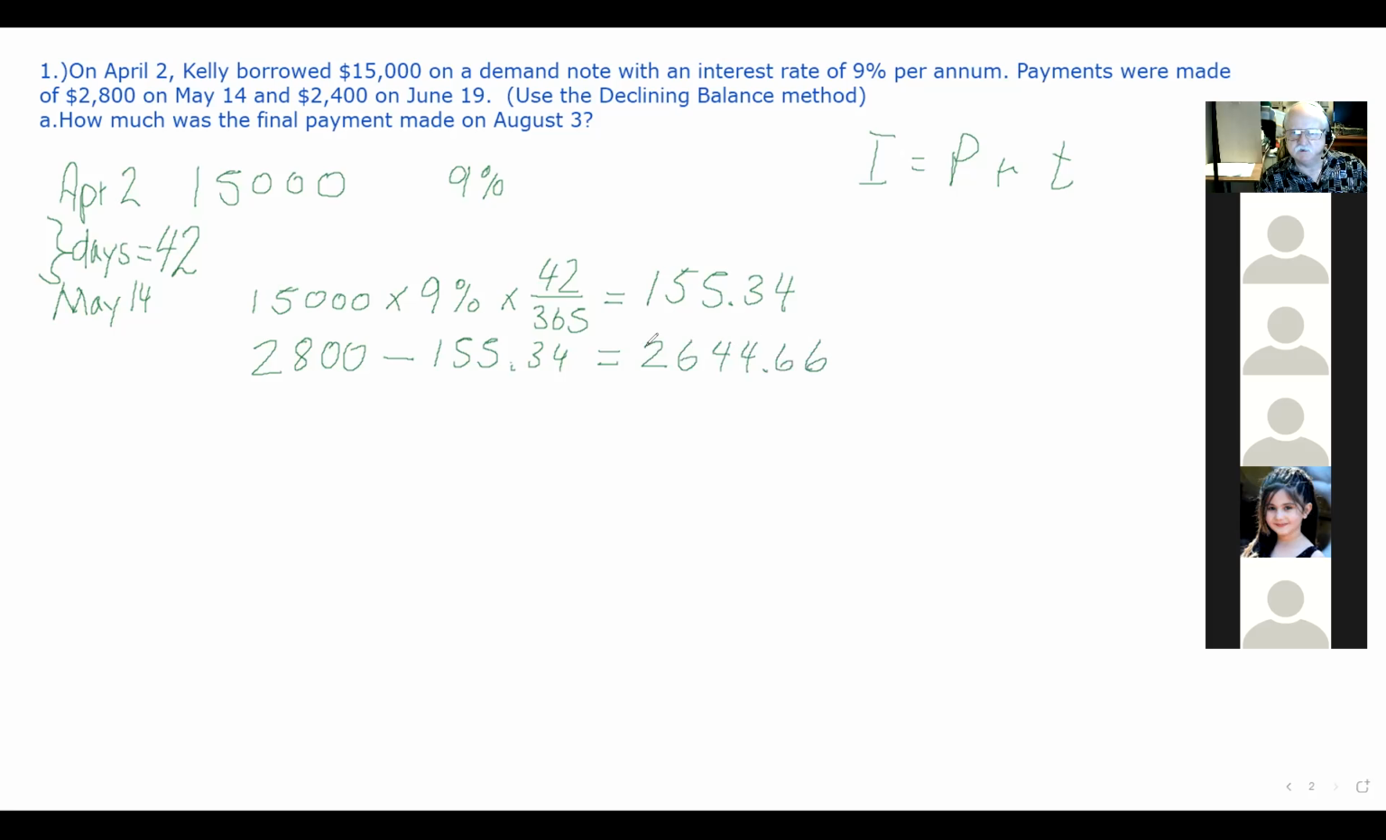2644.66. So this is the amount of the payment that can be applied to the principal. In other words, this is how much they're going to actually pay back. The 155, they just had to pay that to the bank for interest. So take the outstanding principal, 15,000, minus the 2,644.66. And how much is the outstanding balance of the loan now?